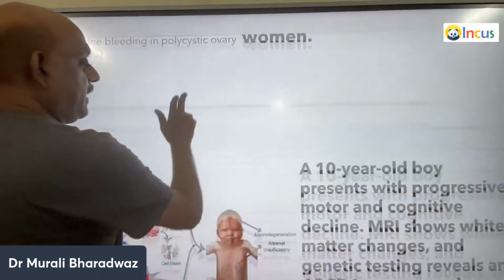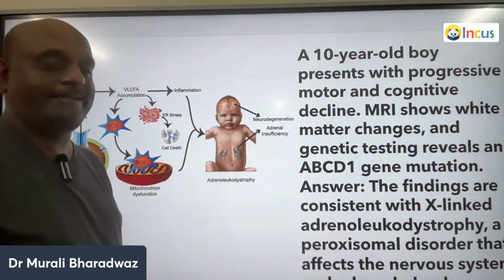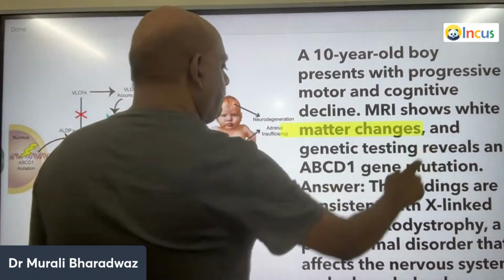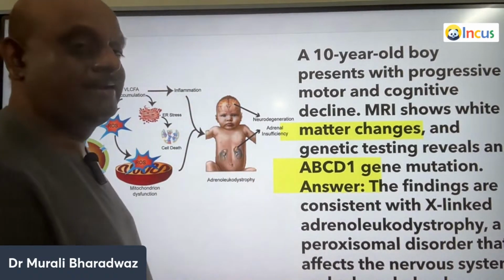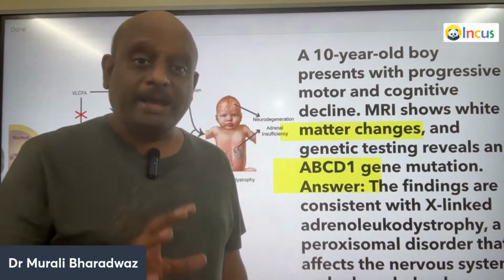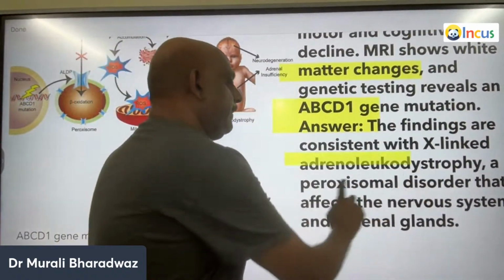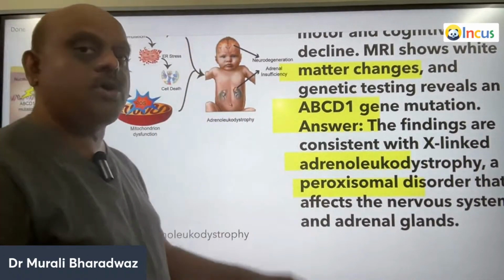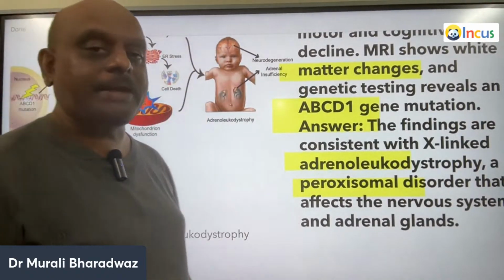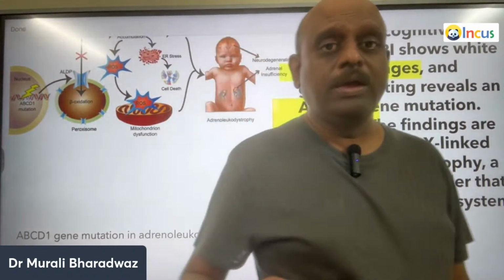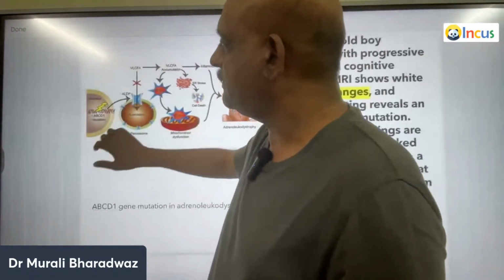Now, doctor, a 10-year-old boy presents with progressive motor and cognitive decline. MRI shows white matter changes. Genetic testing shows ABCD1 gene mutation, which is all classical of X-linked adrenoleukodystrophy, which is a peroxisomal disorder. Which typically affects both the CNS and also the adrenal glands.